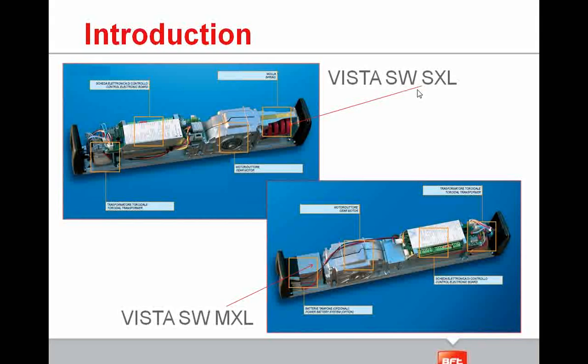So, for example, if you want to install the Vista swing automation for a fire door, you must take the Vista SXL. In case of emergency or if the power goes down, the door closes automatically. So when you want to buy one of these automations, you must check the function that you want to install and choose one kind or the other.